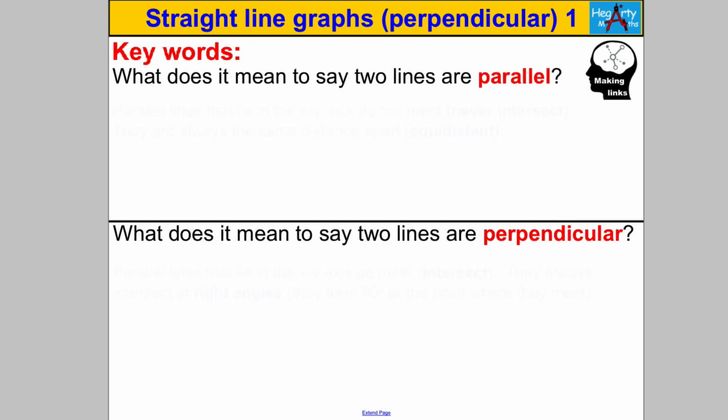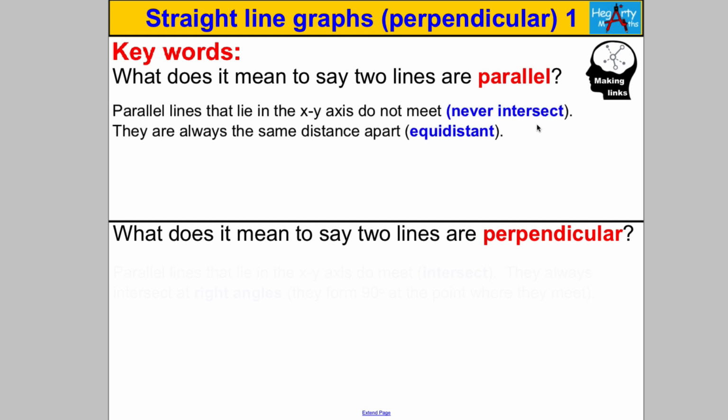Right, then lastly, I need to talk about some key words for us. We know what it means for two lines to be parallel. Can you remember? So copy this down. Parallel lines must lie in the xy axis, and parallel lines never meet. They never intersect. That's the word for do not meet. They never intersect. They are always the same distance apart, and that's called equidistant.